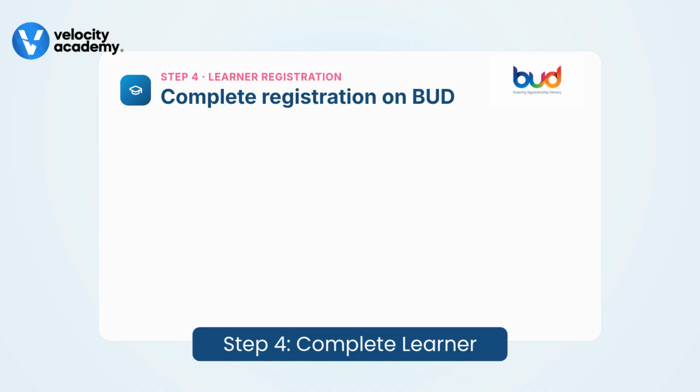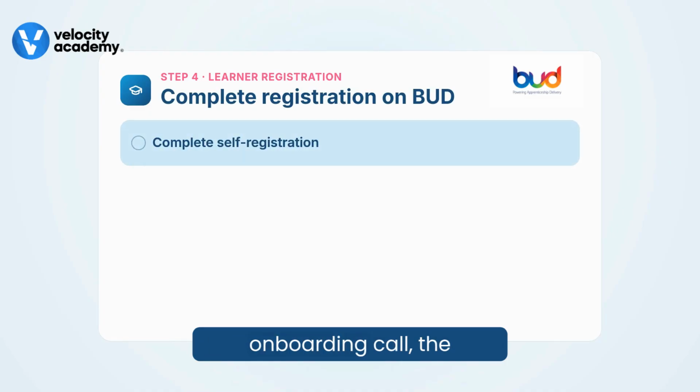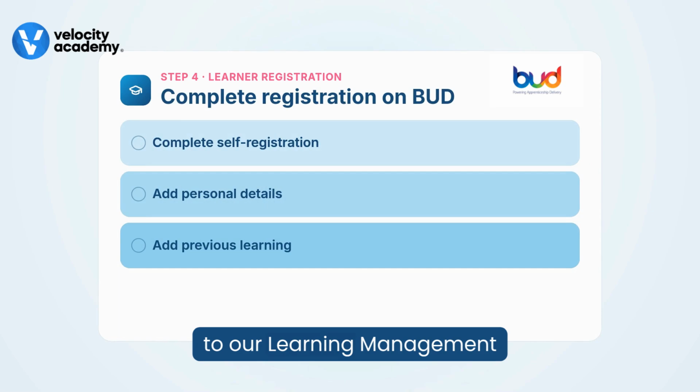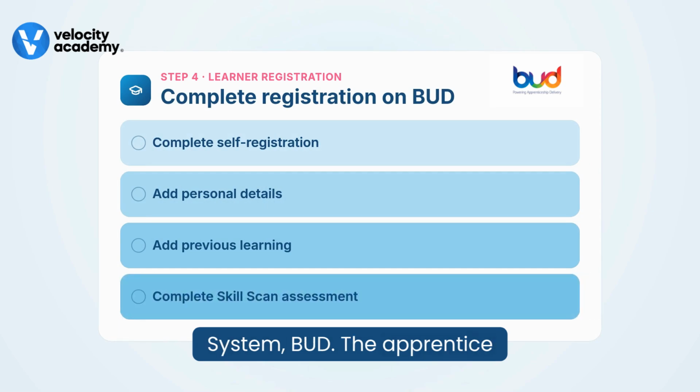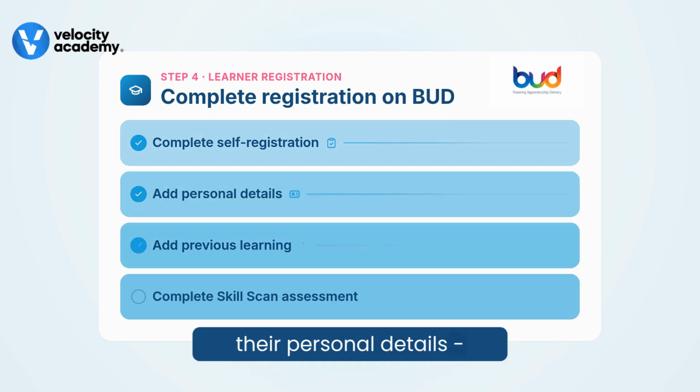Step 4. Complete learner registration on BUD. Before the onboarding call, the apprentice will receive access to our learning management system, BUD. The apprentice will be asked to complete their self-registration, add their personal details, provide information about their previous learning experience, and complete a skills scan.